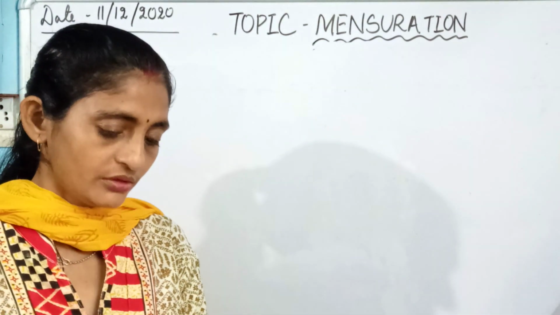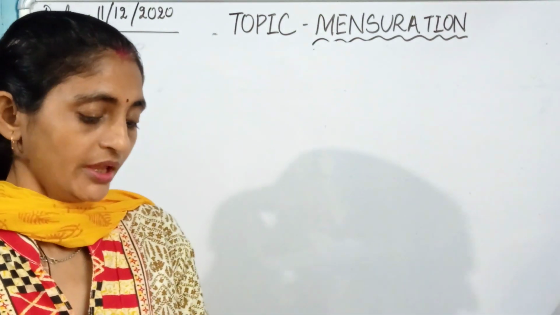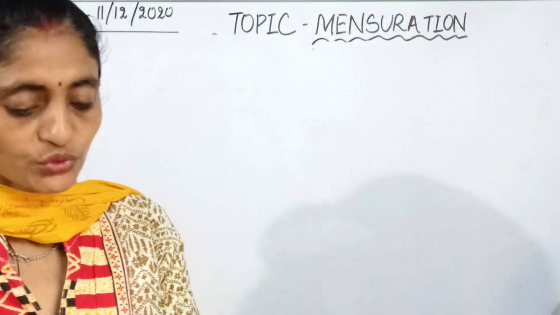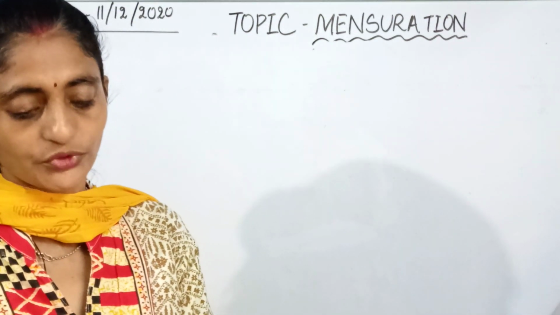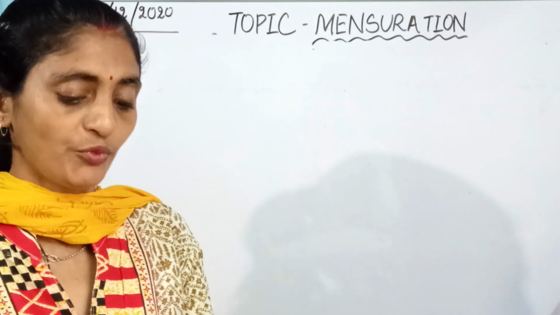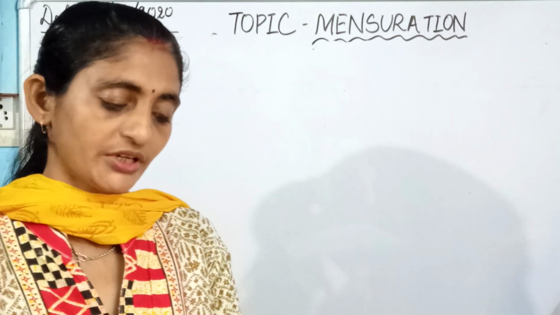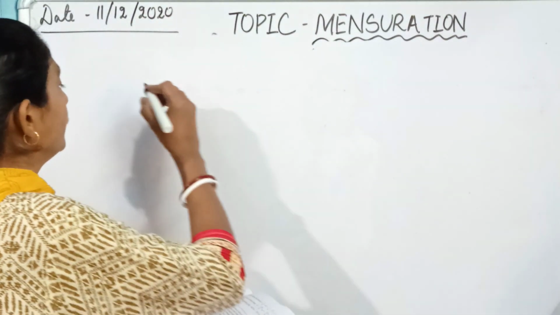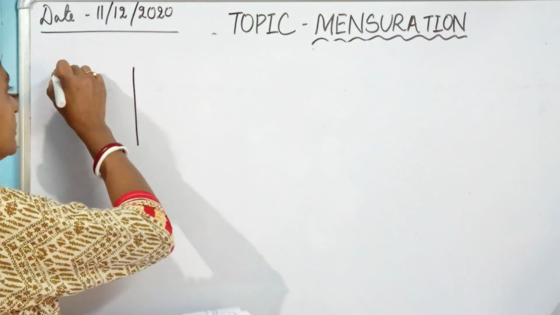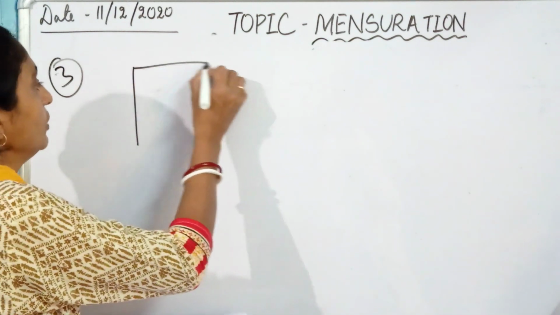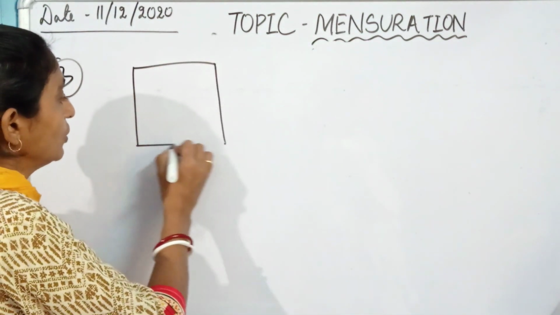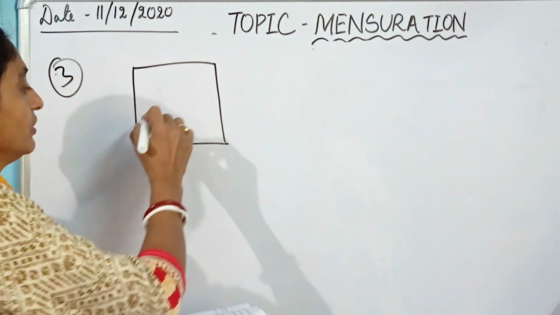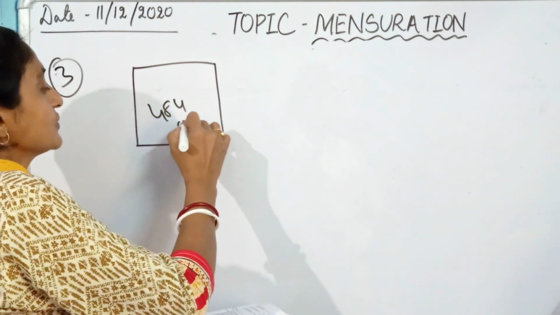The last question for today's work is: a wire, when bent in the form of a square, encloses an area of 484 centimeter square. If the same wire is bent in the form of a circle, find the area of the circle. So here, if you are bending one wire, this is question number 3 we are going to solve now. You are getting a square whose area is equal to the given 484 centimeter square.